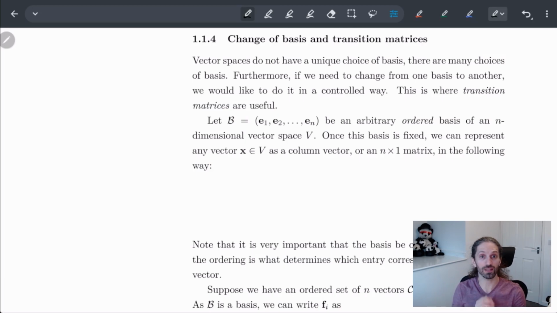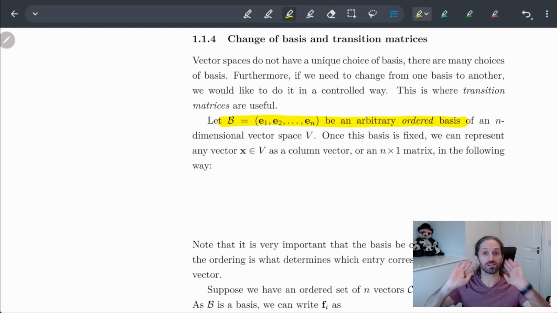So let's start off in this. In this case, we're generally going to be talking about ordered bases, just as a heads up. So we're going to start off with some arbitrary ordered basis. And here you'll notice that it's n dimensional, right? Because there's n elements in the basis.